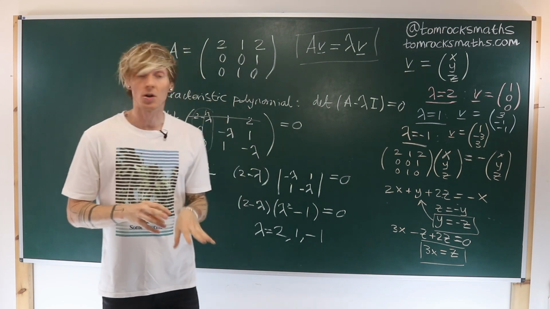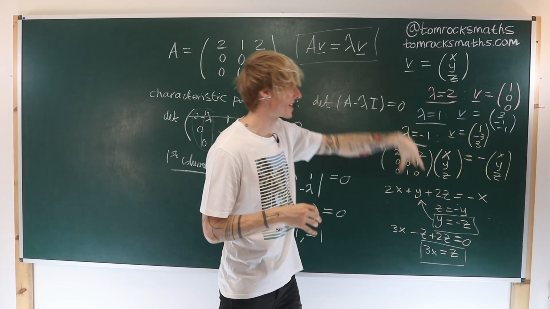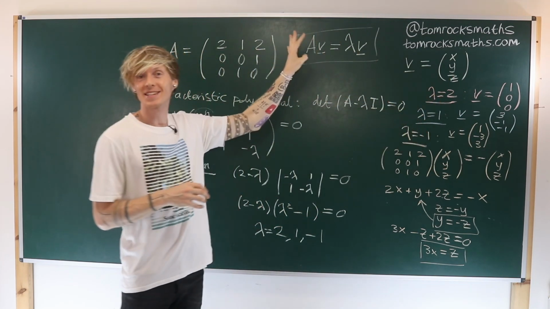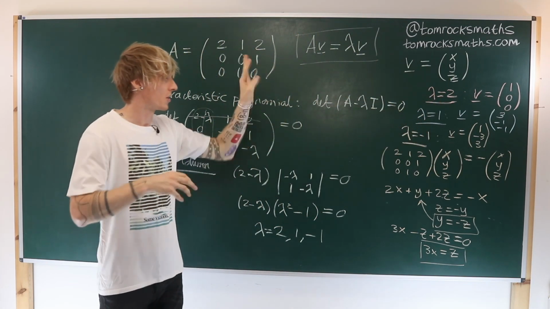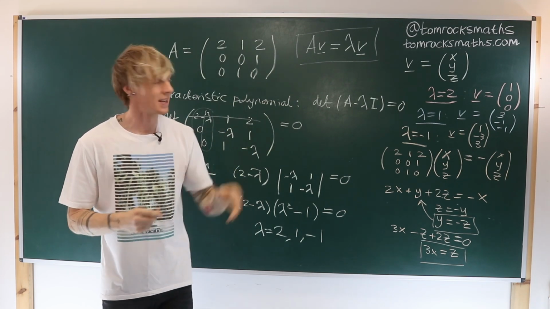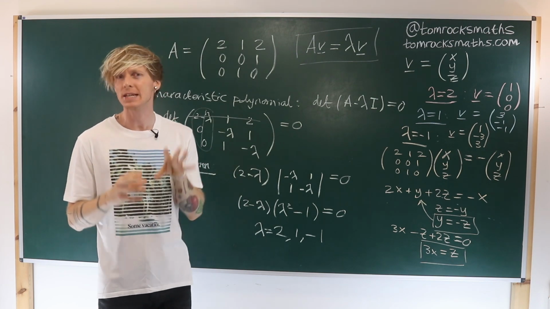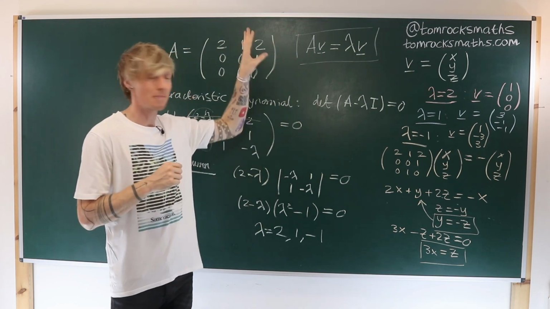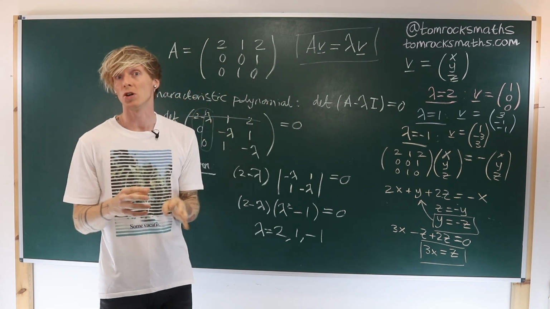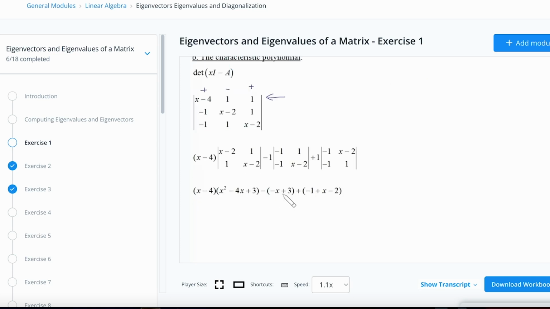eigenvectors. As before, make sure you check your answer, take these values of lambda and v, substitute them into this equation, and make sure that I haven't made any algebraic slips. These calculations can be quite complicated, so I really do recommend substituting back in at the end to make sure your solution is correct.